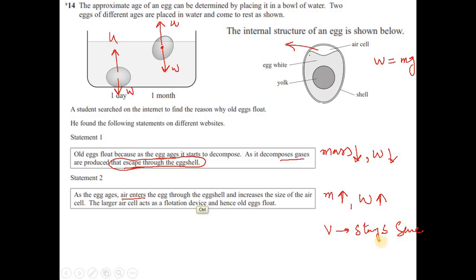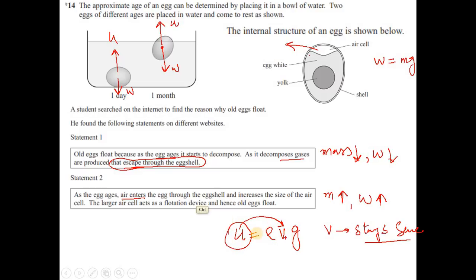Remember, because we need to compare upthrust with the weight: upthrust acting on an object, U, is rho Vg, where rho is the density of the fluid, which in this case is water. It is not changing. g is acceleration due to gravity. Upthrust depends on the size of the object, the volume. So the volume is not changing. That means no matter whether air is escaping or entering, the volume of the egg stays the same, so the upthrust stays the same.